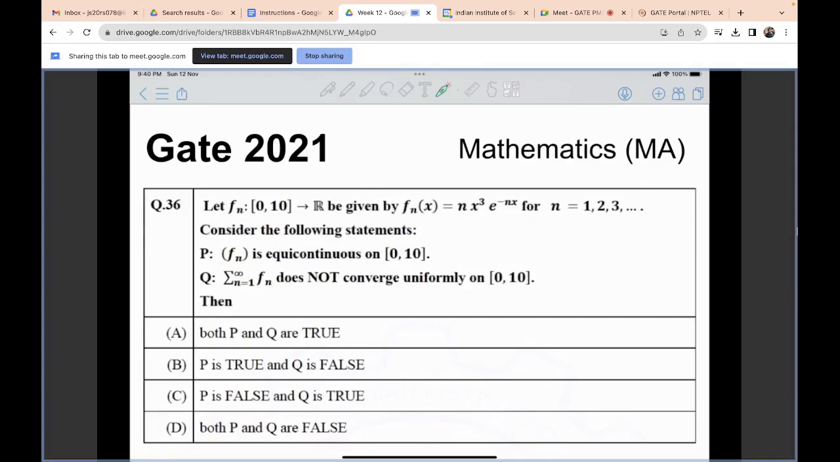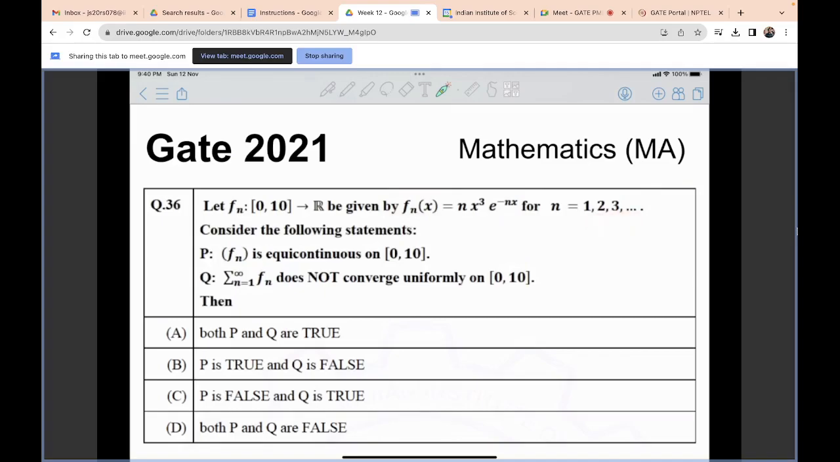Okay, so today we'll solve a GATE 2021 question. This is a question from real analysis. This is question number 36. It says that fn is a sequence of functions defined by fn(x) equals n x cubed into e to the power minus n x, where n belongs to the natural numbers.